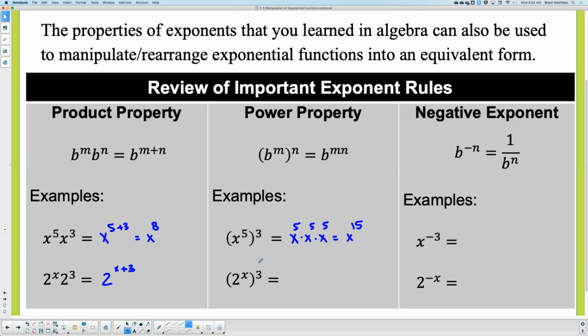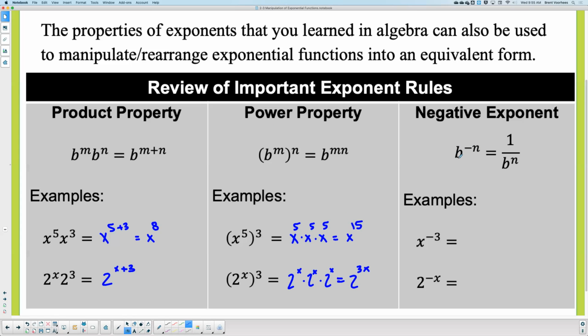So 2 to the x quantity cubed would be the same thing as 2 to the x times 2 to the x times 2 to the x. And so what would you get here? 2 to the power of 3x. So writing it this way, you would be adding x plus x plus x. What is x plus x plus x? Is that x cubed or 3x? 3x. And so it'd be this way. Now that's called the power property.